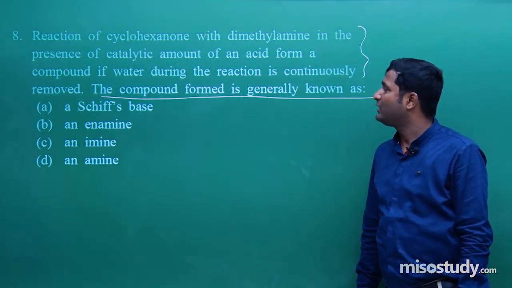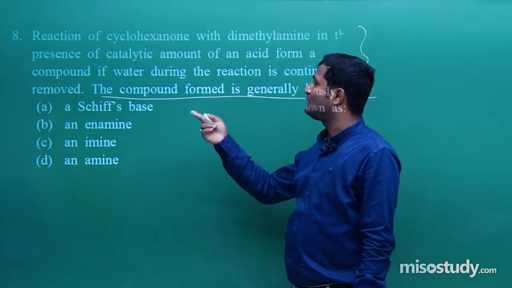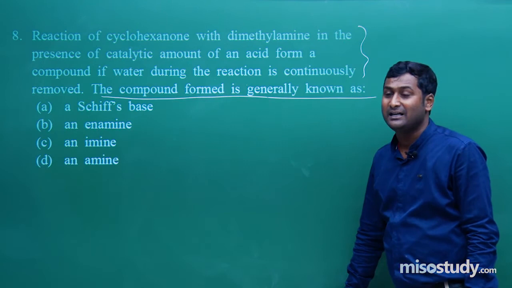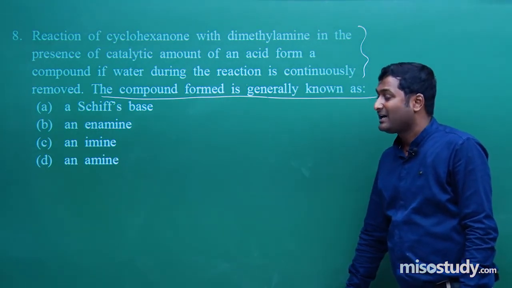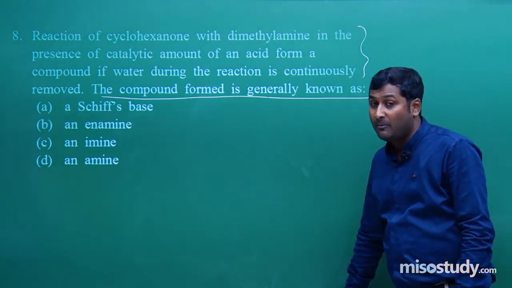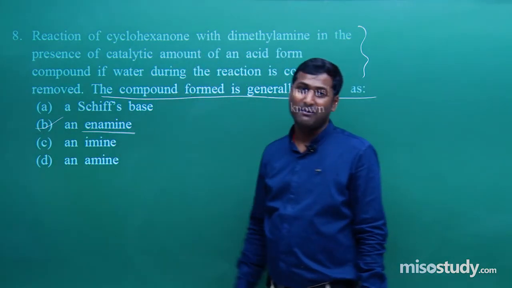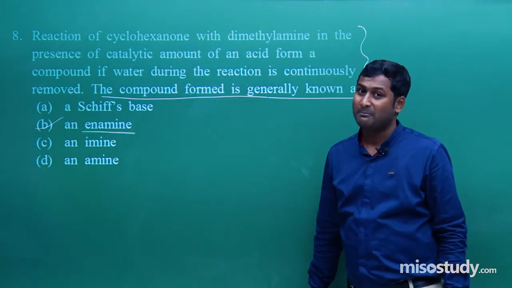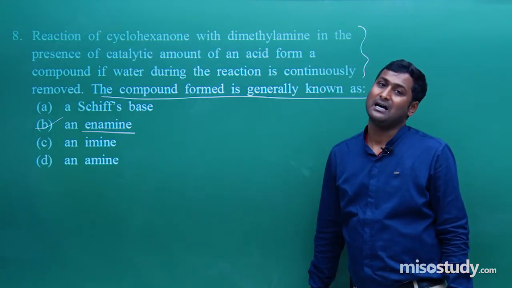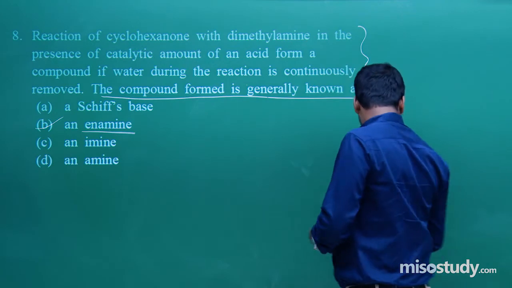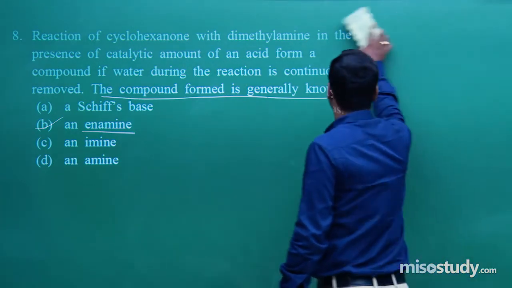If water during the reaction is continuously removed, the compound formed is generally known as, sir, it's very easy, the compound formed is generally known as enamine. Remember, for question number 8, B is the correct option, enamine. Clear? Now friends, let's move to the next question.